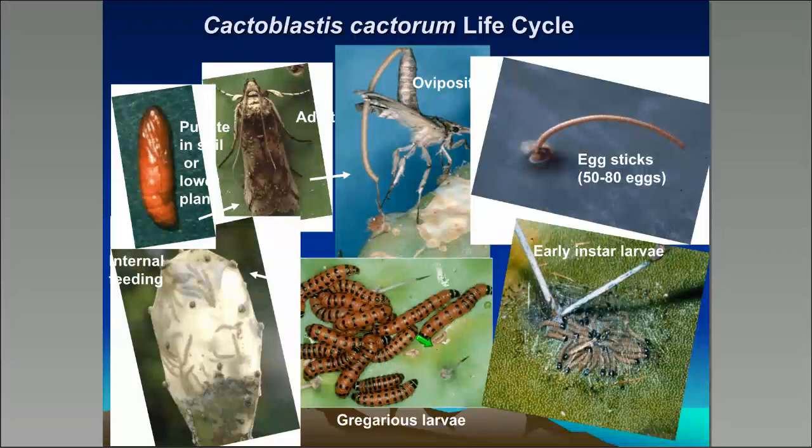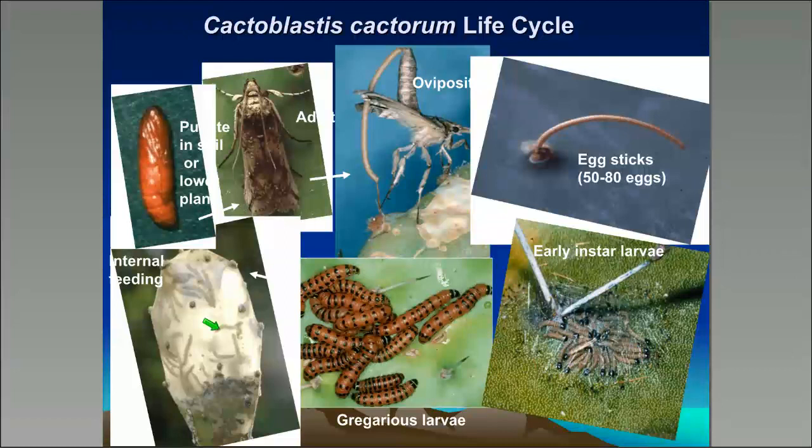When they become gregarious and adult larvae, they look like this. Now, notice the larvae are orange with black spots or black stripes. I want you to remember this because it's important that when I'm looking at prickly pear and I find insect larvae on prickly pear, this Cactoblastis cactorum, the cactus moth, is the only one that we find that will be orange. So it's a pretty good indication when you find orange larvae that look like these that you have the cactus moth.